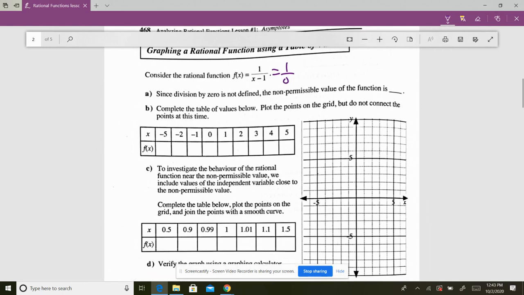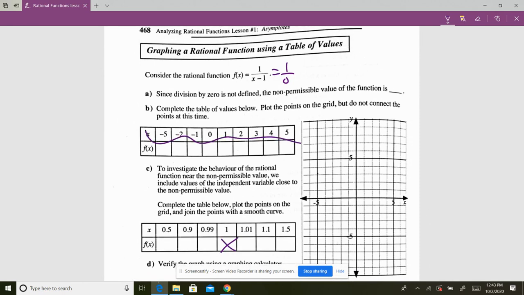So if I put 1 in, I can't do it. We're dividing by 0. But what if I put in numbers that are close to 1? What is happening? So if I put in 0.5 into this graph, 0.5 minus 1 is negative 0.5, and 1 over negative 0.5 is negative 2. Okay, so let's put in 0.9. Let's get a little bit closer, because positive 1, what makes the denominator 0, is this line right here. So 0.5 is like right there.